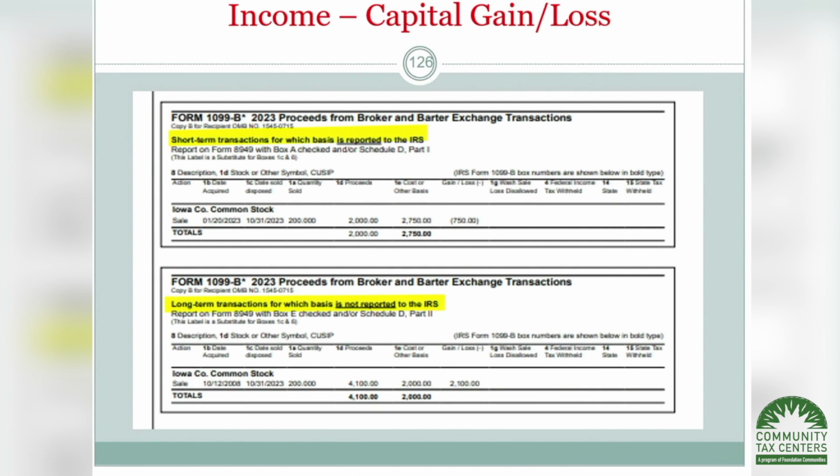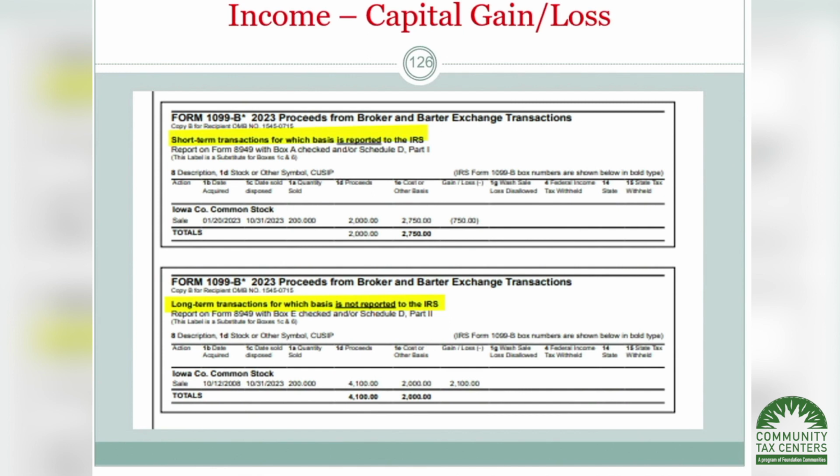So it's broken down by the short and the long. And as you can see, it's a little blurry here in person. This is the date acquired, the date sold, the quantity sold, the proceeds. So this is the date it was disposed or sold, and this is the date it was acquired. So this is like January 20th, 2023, and this is 10/31/2023. So this is a short sale.